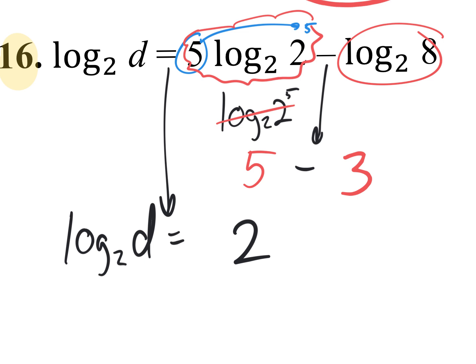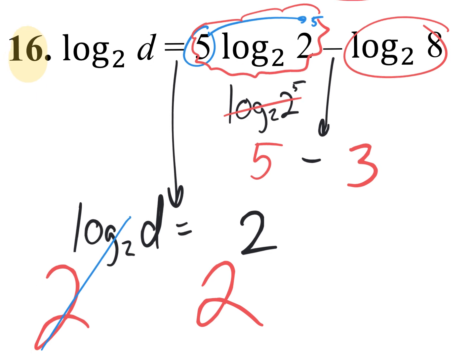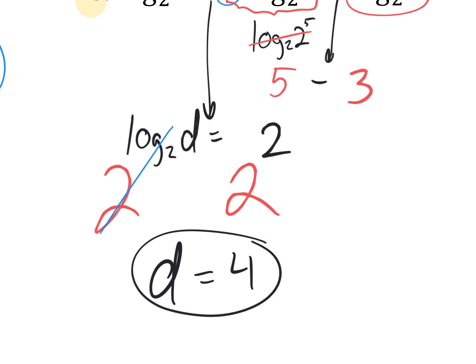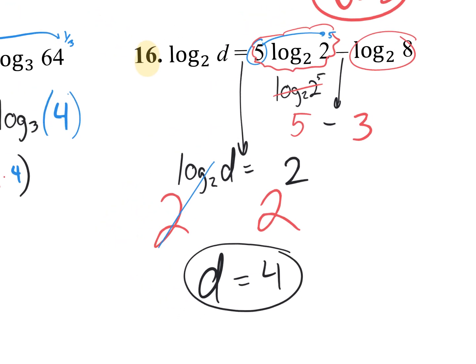Okay, now what's the problem here? You don't want log base 2 of d. You want d by itself. So get rid of the log base 2 by raising it to become the power of base 2. As long as what you do to one side, you do to the other side, raise it to become the power of base 2. So yes, 2 to the log base 2 cancels out. The d comes down, and 2 squared is 4. And there's your answer.